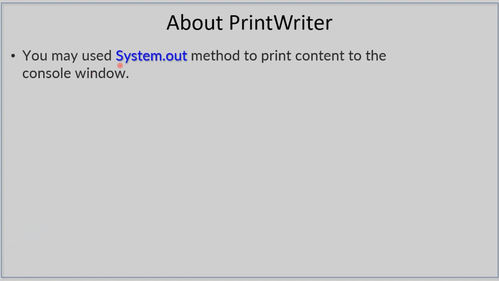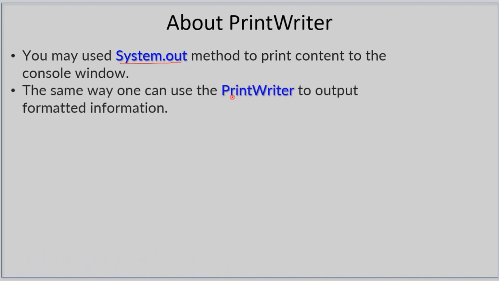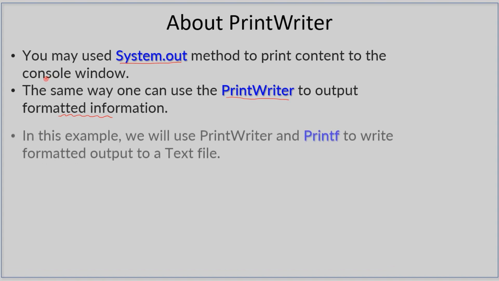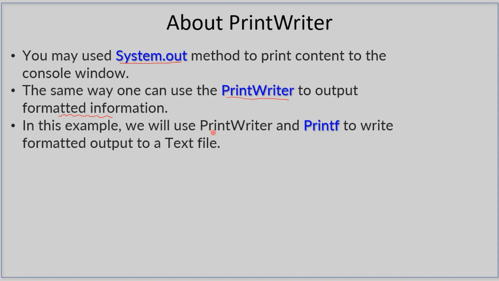So you may use System.out many times to write a formatted output to the console window. The same way, one can use the PrintWriter object to output the formatted information, just like how you write formatted information to the console window. In this example, as already told, we use a PrintWriter object and we use a printf function to write the formatted output to a flat file, that means a text file.